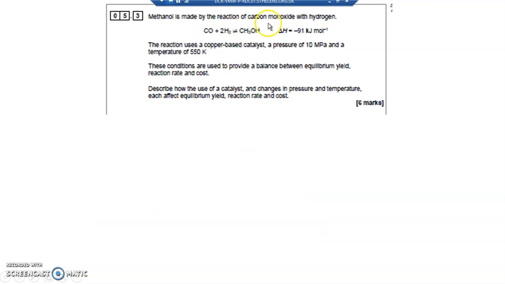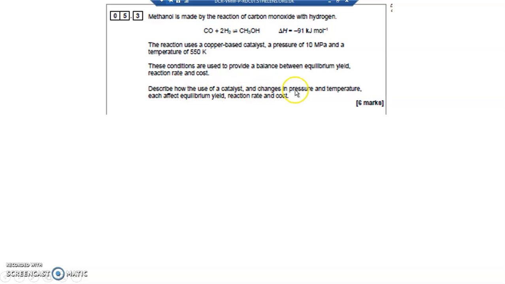Methanol is made by a reaction of carbon monoxide with hydrogen. Carbon monoxide and 2 moles of hydrogen react in an equilibrium reaction to make CH3OH. Look, it's exothermic here, so it's minus 91. And look, there are 3 moles of gas on the left and only 1 mole of gas on the right. The reaction used a copper-based catalyst, a pressure of 10 megapascals and a temperature of 550 Kelvin. These conditions are used to provide a balance between the equilibrium yield, reaction rate and cost.